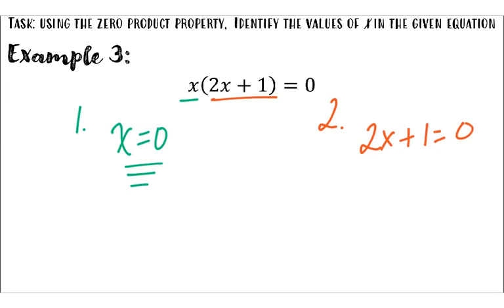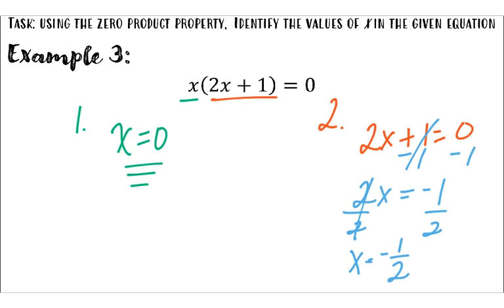x equals 0. And then coming over to equation 2, if I proceed to solve it, I need to subtract 1. And that gives me 2x is equal to negative 1. And then I'm going to divide by 2 on both sides to get my second solution to be x equals negative 1 over 2 or negative 0.5, whatever you prefer. All right, I hope this video better explains how to solve quadratic equations while using the zero product property.